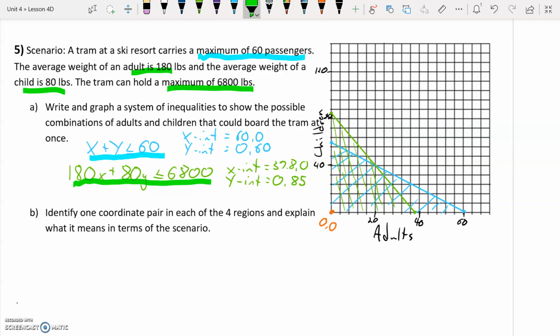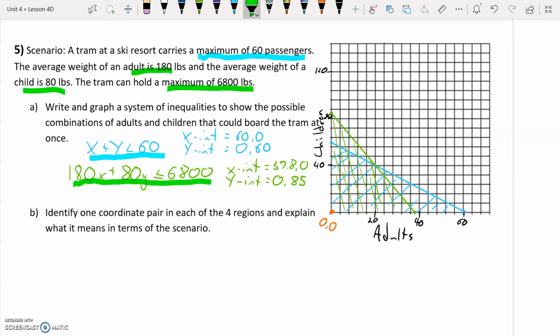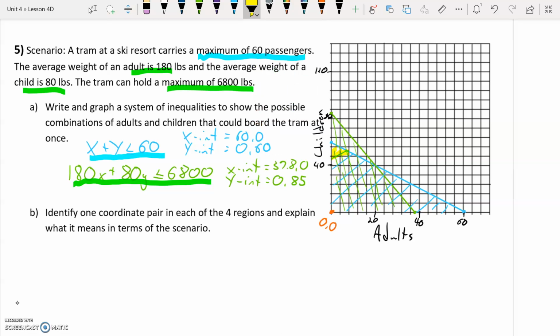So that is the region with the double shading. So it's underneath the line. What would be a good color to indicate that? How about yellow? So this region right down here, that is the region that is shaded underneath both inequalities, the yellow region.